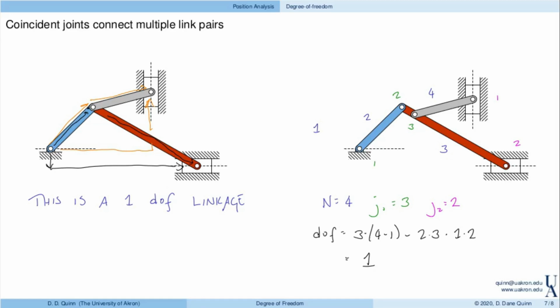But if you counted this constraint only once, well, essentially, you'd only have 2 of these, and you'd get the wrong degree of freedom. Right, so whenever you have these coincident joints, you have to virtually spread them apart, and then look at the link pairs.